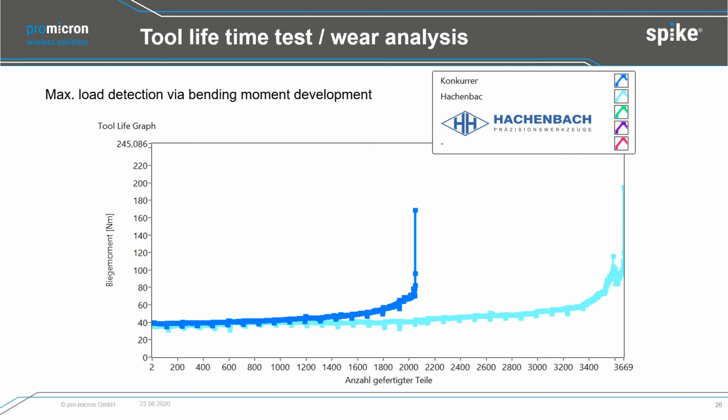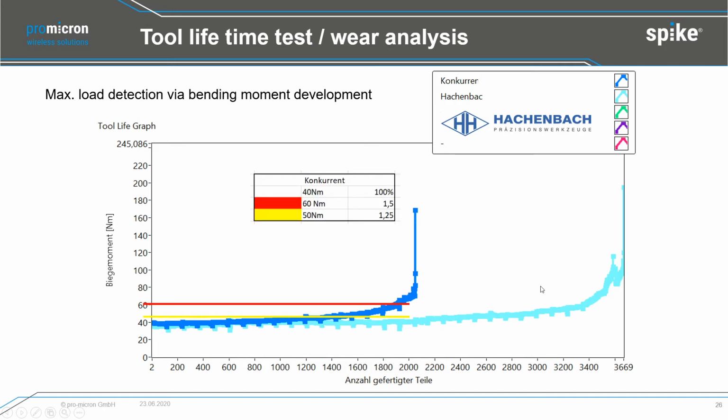This is a typical tool lifetime test which we have prepared with the Hachenbach Präzisionswerkzeuge tool manufacturer. It's a tool manufacturer, Hachenbach, and we did this test with Spike, and he compared his tool against the same type of tool from his competitor. And as you can see here in the color, and you see the results, in the beginning they have the same values, but at the end, by looking at the number of produced parts, you definitely see the difference.